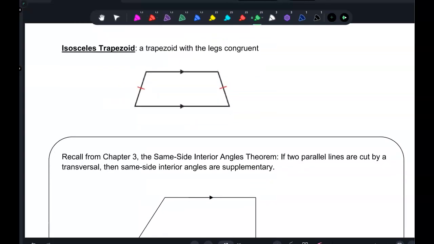One more additional definition is an isosceles trapezoid. Now recall back when we were doing triangles, an isosceles triangle had 2 sides that were congruent. So a trapezoid that is isosceles has congruent legs. Now remember, the legs are the ones that are not parallel. Just a quick note, the parallel sides cannot be congruent. If they were, that would turn it into a parallelogram. Remember, I said a trapezoid can never be a parallelogram.